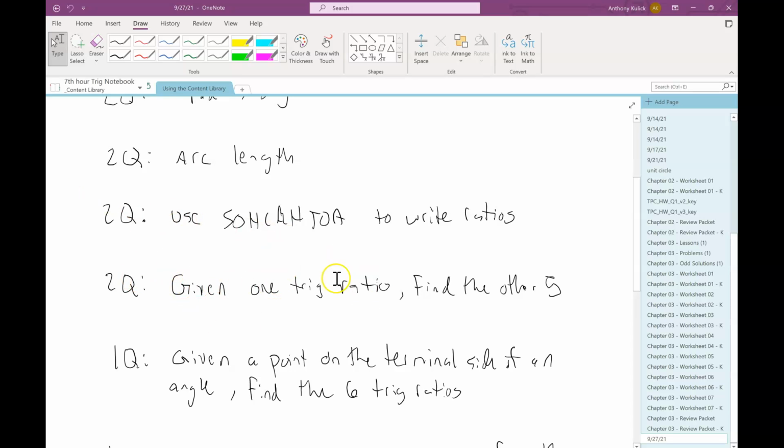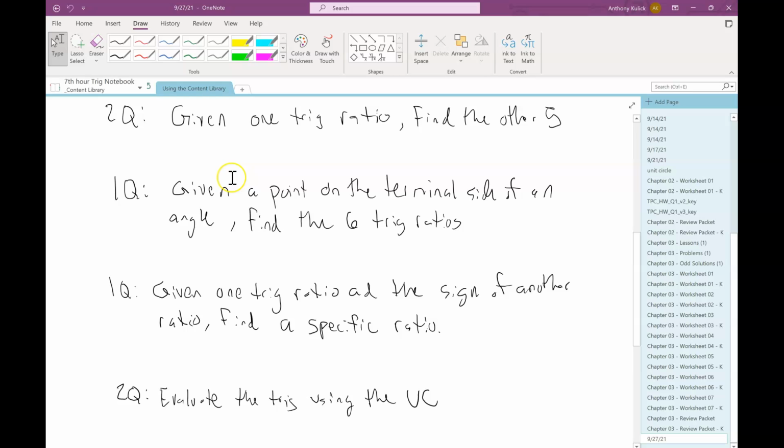There'll be two questions where I give you one of the trig ratios and ask you to find the other 5. There'll be one question where I give you a point on the terminal side of an angle and ask you to find the 6 trig ratios. There'll be one question where I give you one of the trig ratios and the sign of another ratio and ask you to find some other specific ratio. And then two questions where I ask you to evaluate a trig function using the unit circle.